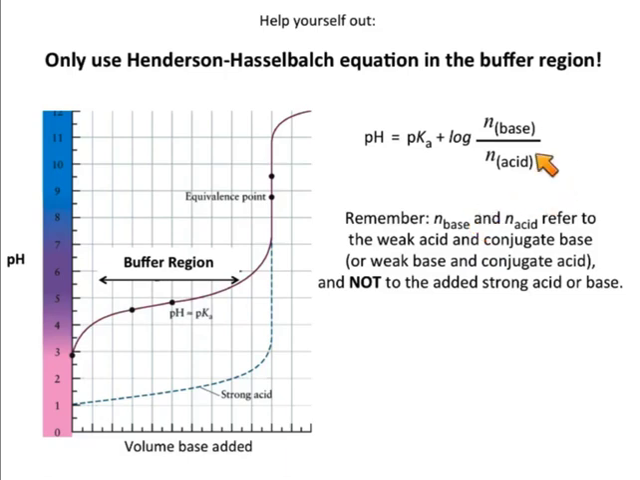Another thing is the base and acid in here refer to the weak acid and its conjugate base. So this is not sodium hydroxide. I see people do that all the time. Don't do that. It's the conjugate base. Oftentimes, the moles of conjugate base are the same as the moles of base that you added, but you always have to think about that first.